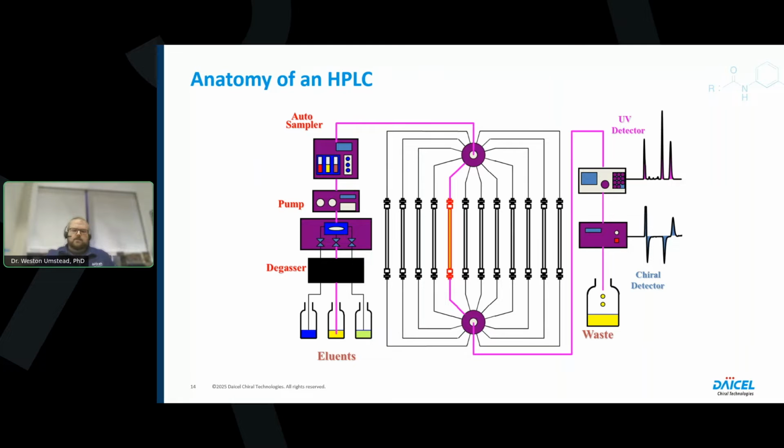Now the detectors here, UV is probably still the most relevant, but mass spec detection, even chiral detectors, things like PDA or CD detection. There's a number of other options that we have available to us now. But the basic principle is here. You've got to have something that pumps your mobile phase, your column, and then a way to detect it.